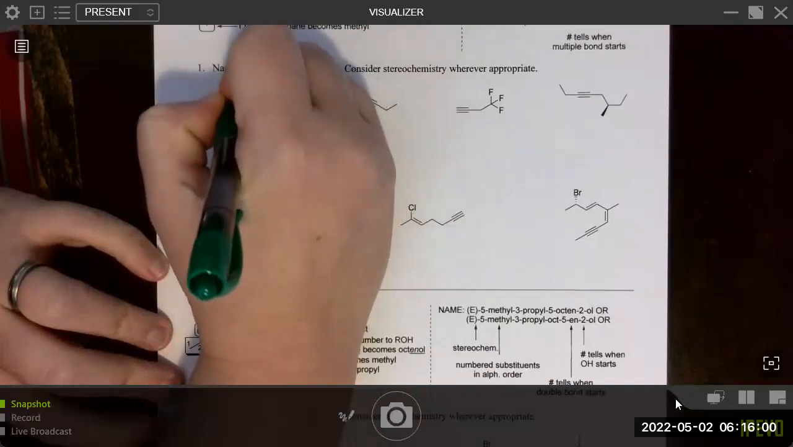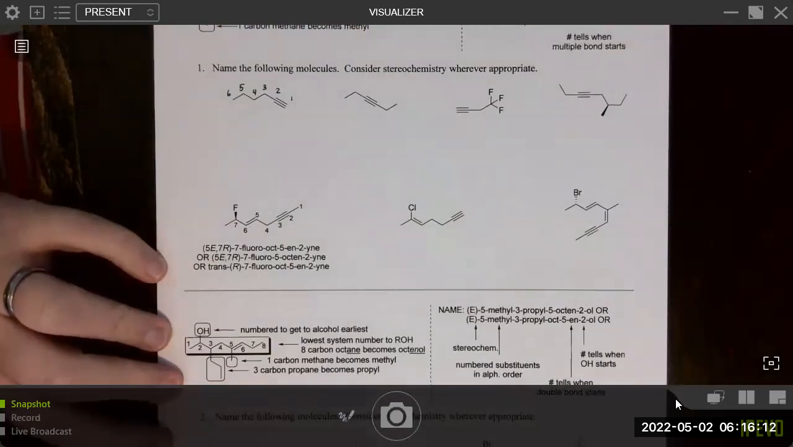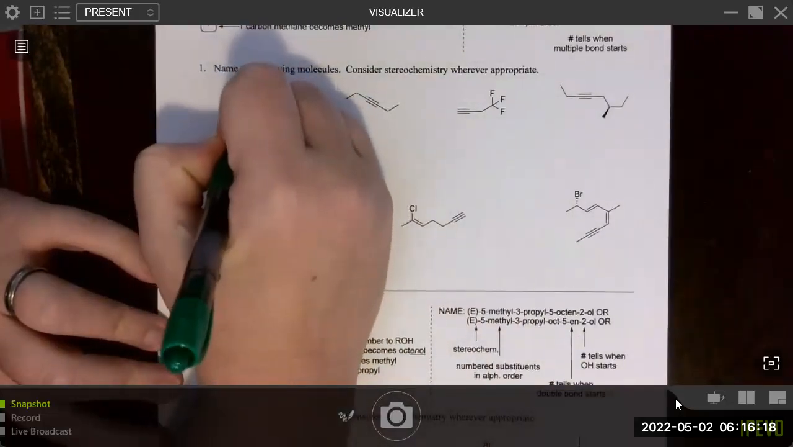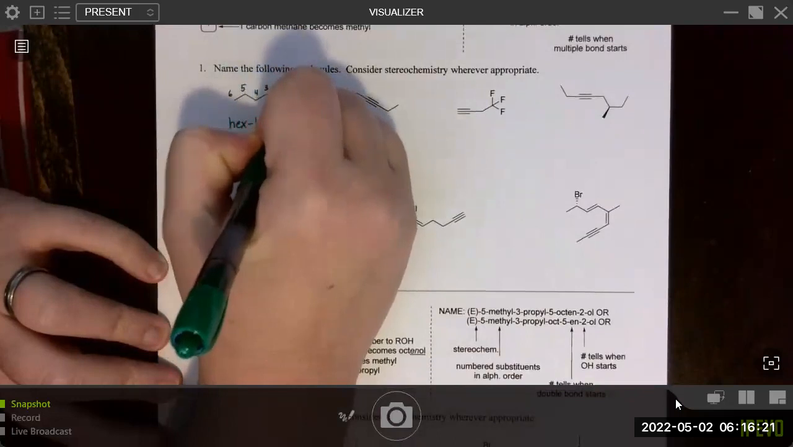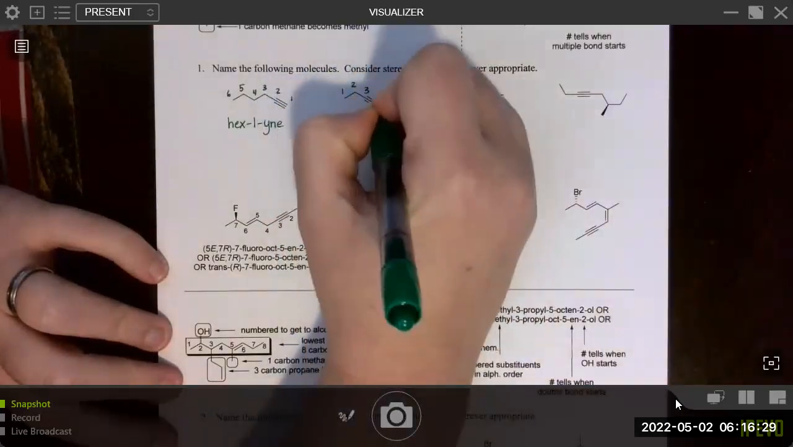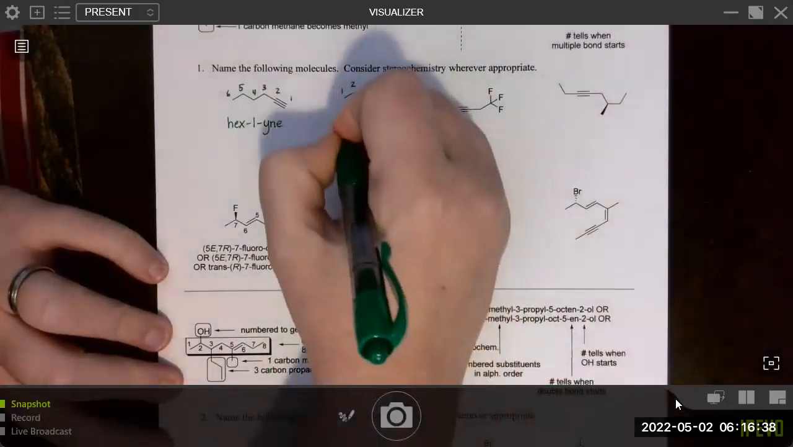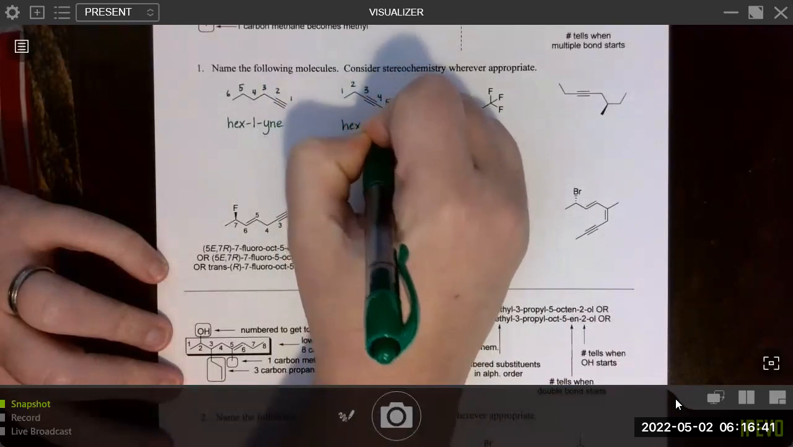We would want to number it to give the sp2 hybridized carbons the lowest number possible. So in this case, we could name this 1-hexyne or hex-1-yne. Okay, for this one, again, there's only one carbon chain. Because of the symmetry, it doesn't matter if you start on the left or the right. Either way, we get, again, hexyne, but in this case, we need to add that 3 to make hex-3-yne.